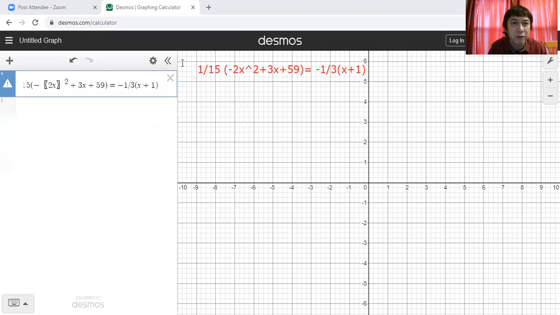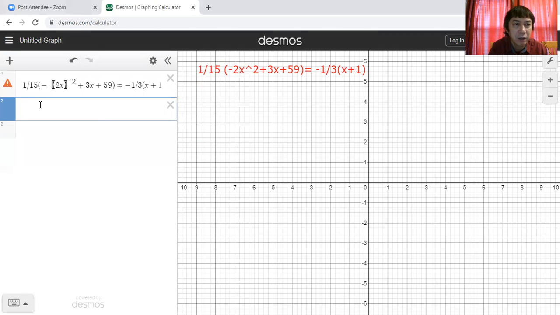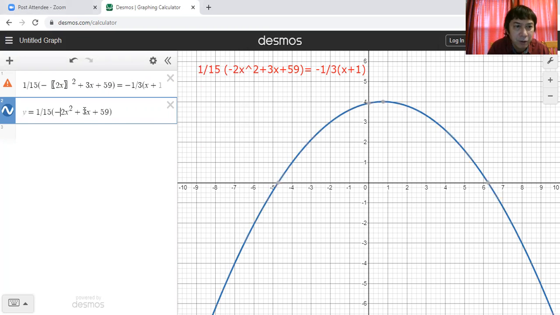Here's what we do. We open a second field at the left side of the screen, use y equals, and retype the left side only. We shall do adjustment so that it will be graphed. So you can see the graph now of our first equation: y is equal to 1/15 times the quantity negative 2x squared plus 3x plus 59. And this is the graph, a parabolic graph.